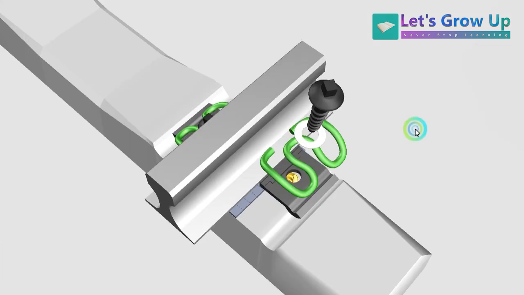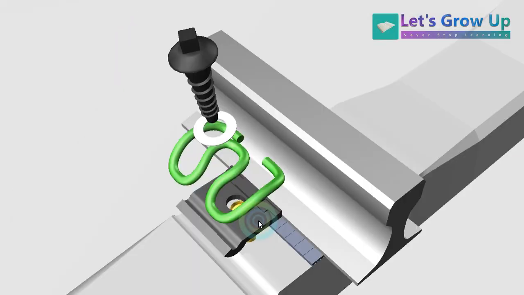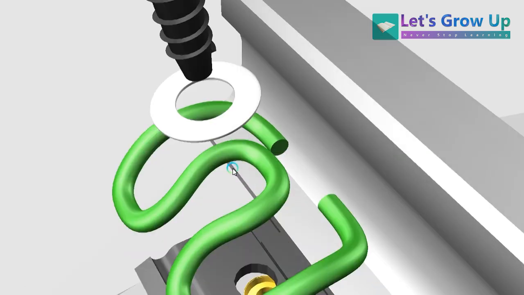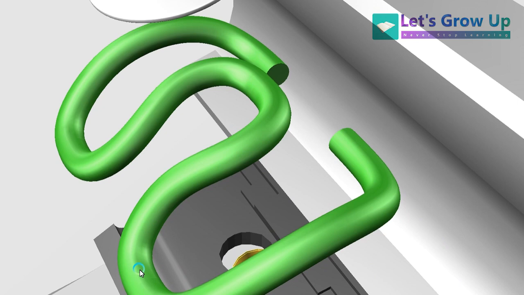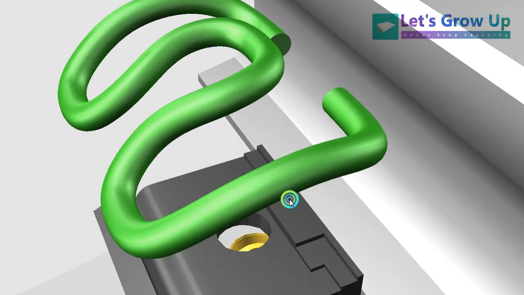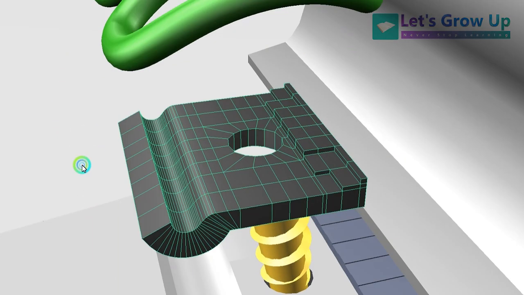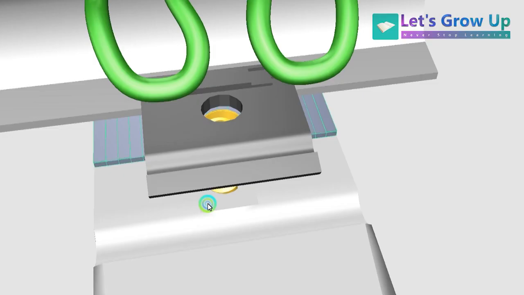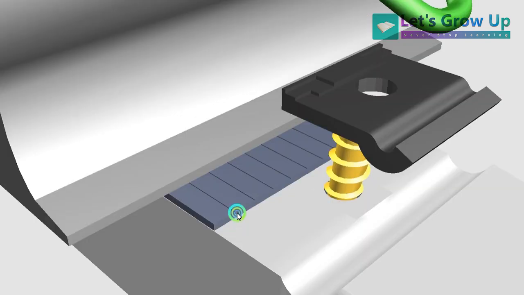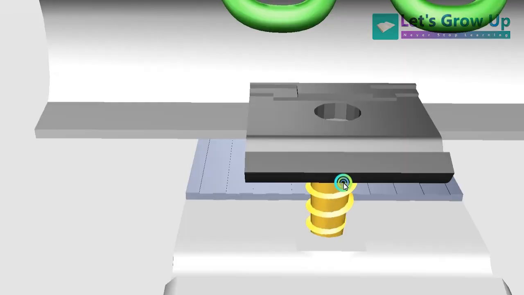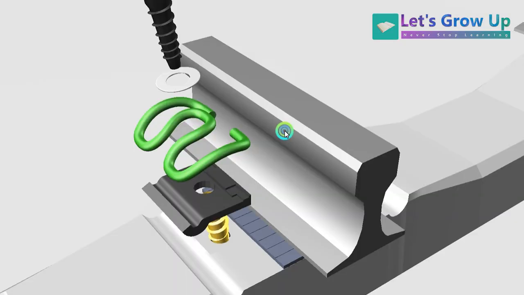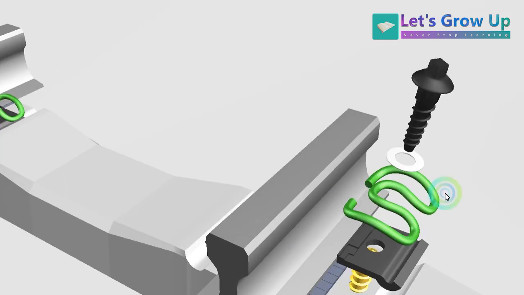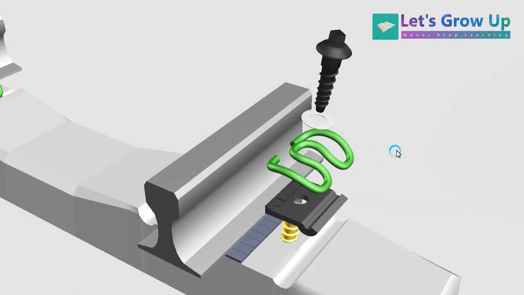Friends, here you can see all the parts of this clip. At first you can see the screw and washer. Here you can see the W type or A scale clip, and this is the insulator, and this is the spike, and here obviously the pad. So these are the components of this fastening system, and this is a very famous fastener system, used worldwide already.